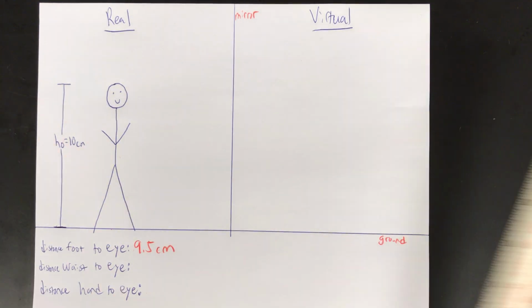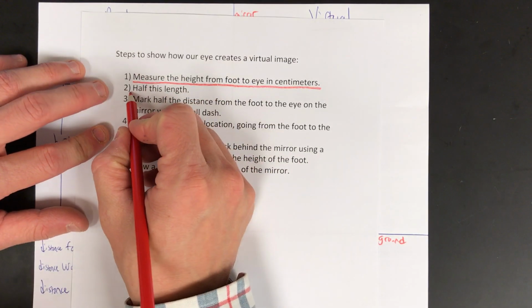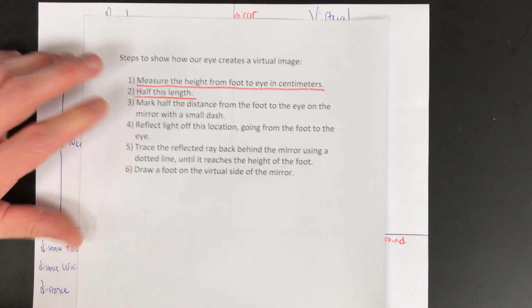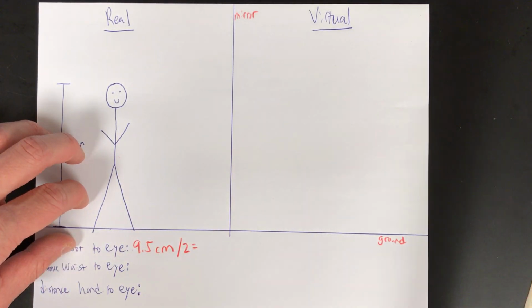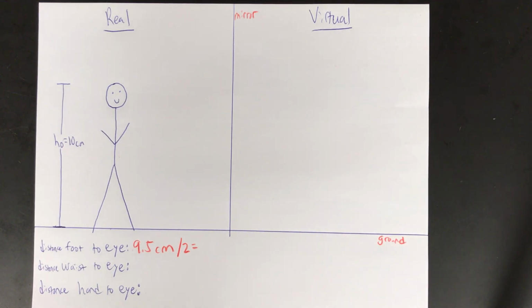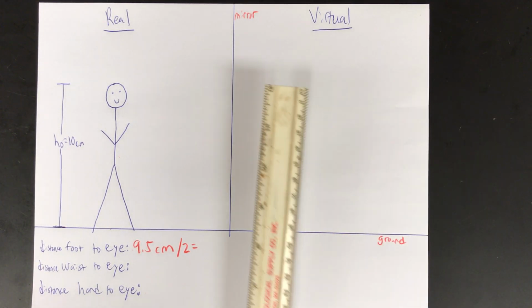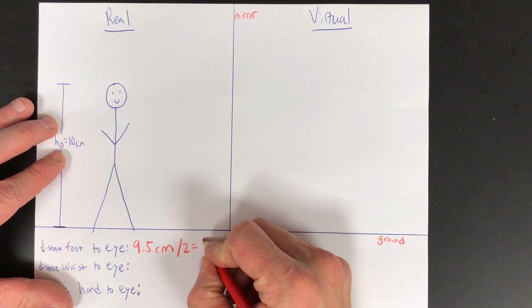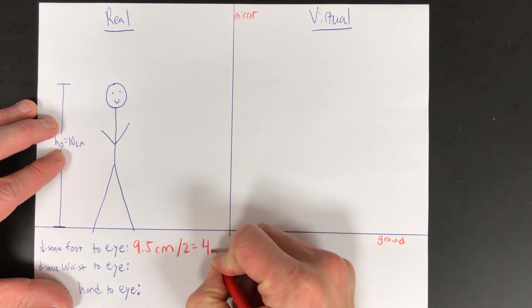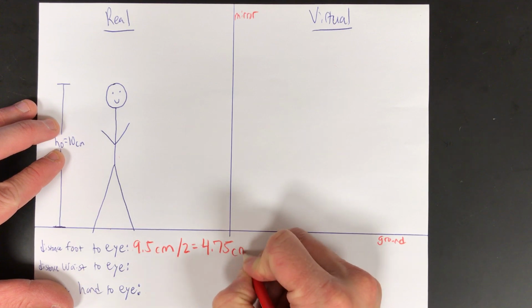Alright, so step 2 is we want to half this length. Alright, so if we divide that by 2, you might have a different number like 9.4, that's fine. Don't use my number just because it's mine. If I half that length, you can do it in your calculator. I'll do it in my head. I get 4.75 centimeters. All right, so that's step 2.